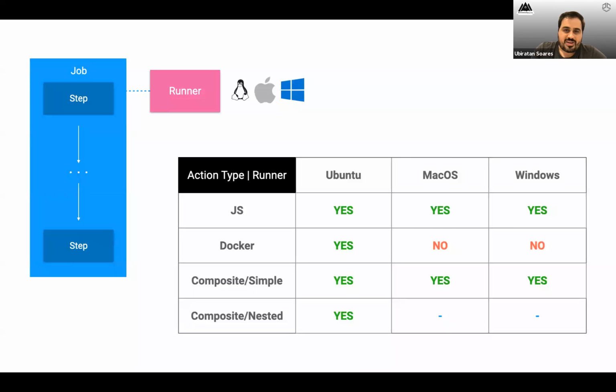So the important message to share here is, if you want to have the most broad support for any type of actions that eventually you want to implement or use, most likely Linux runners are the way to go, either provided by GitHub or self-hosted, right?